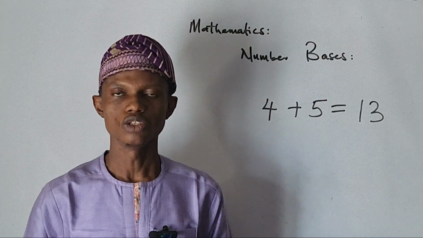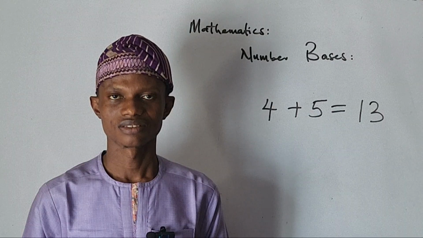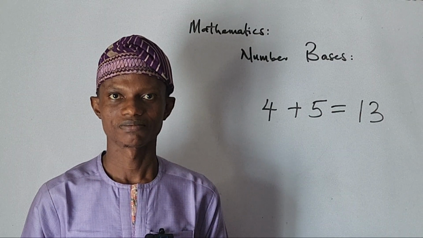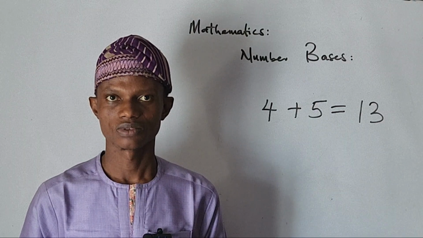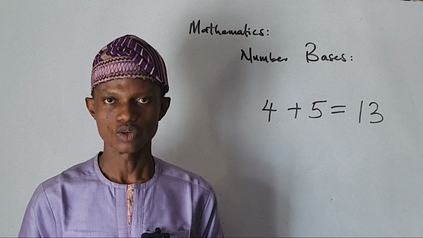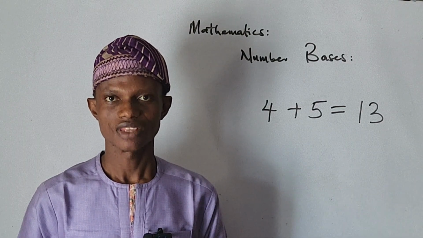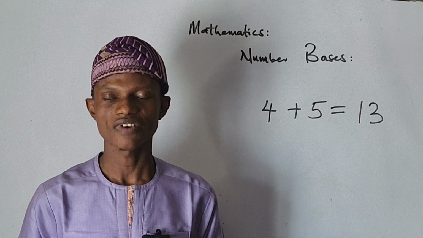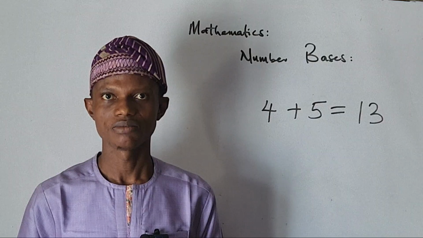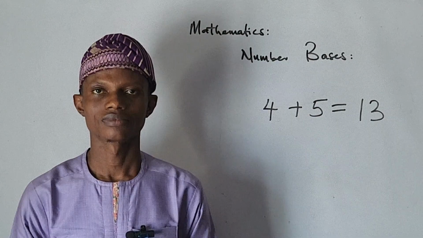4 plus 5 equals 13. You saw that correctly. I know. You were taught in your primary school 4 plus 5 is equal to 9. That's true. But did you know that 4 plus 5 can actually be equal to 13?